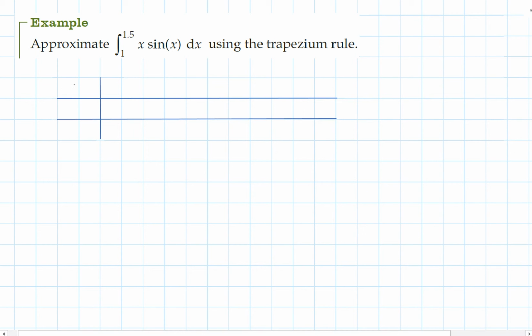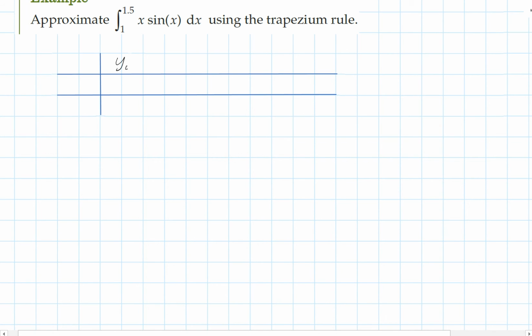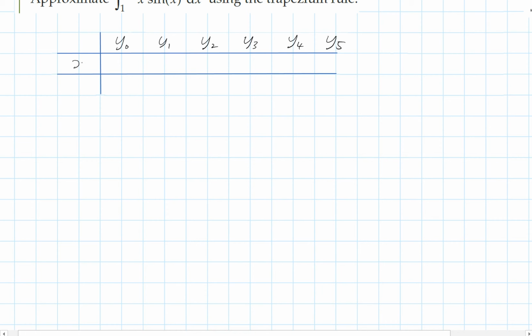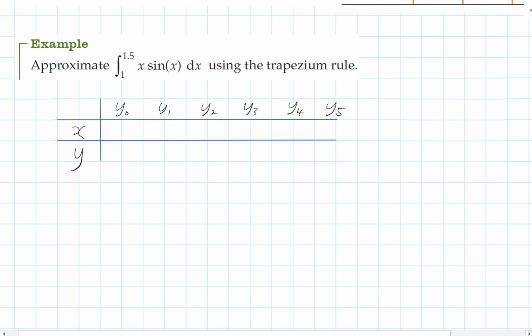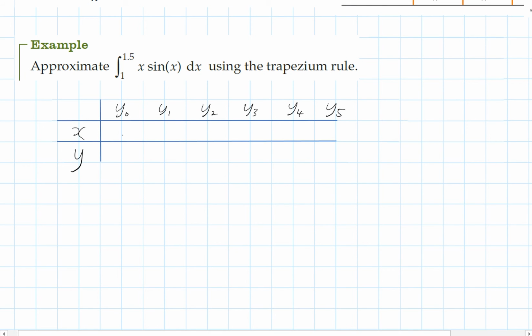Okay, so what I'll do is I'll make a label here for each of our y values that we're going to calculate. 2, 3, 4, and 5. And our x values at each of these points, and our y values at each of these points. So our first x value is going to be 1. And we have 1.1, 1.2, 1.3, 1.4, and 1.5 will be our last.